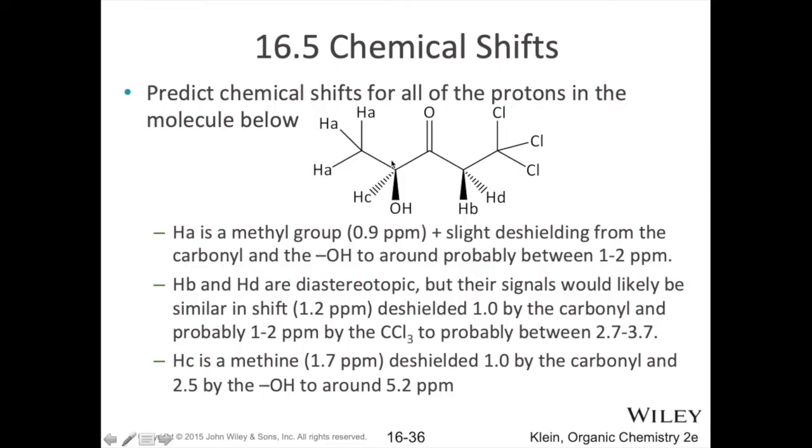And then finally, at HC, we've got a methine carbon, right? Methine proton, right? There's only one hydrogen coming off this carbon. So that would normally show up at somewhere about 1.7, but you've got both a carbonyl and an alcohol group attached to that carbon. Both of those are going to do a lot of shifting. 1 from the carbonyl, 2.5 from the alcohol group. So you're shifting that 3.5 ppm, so it's probably going to show up somewhere around 5 ppm. Okay, and that's basically how you'd go through that.